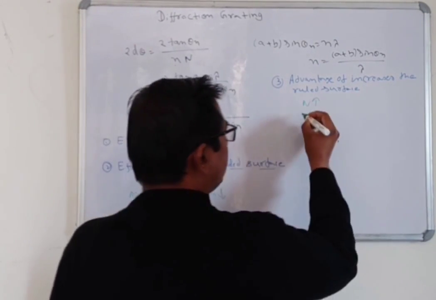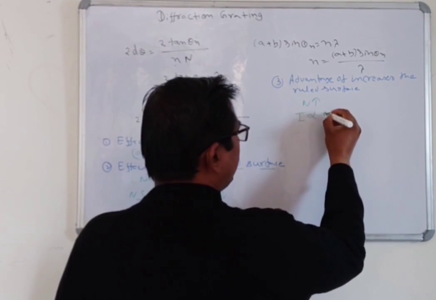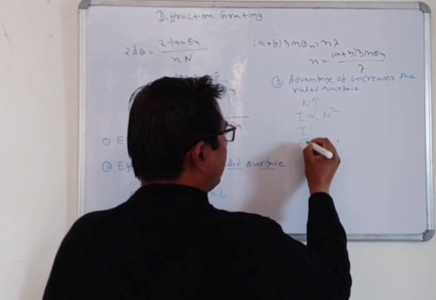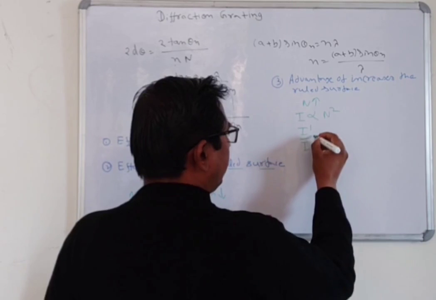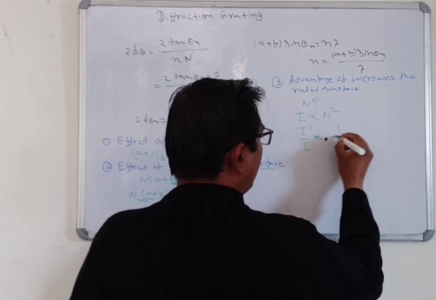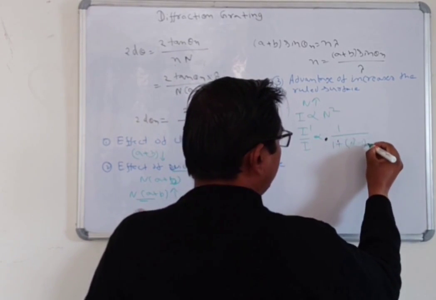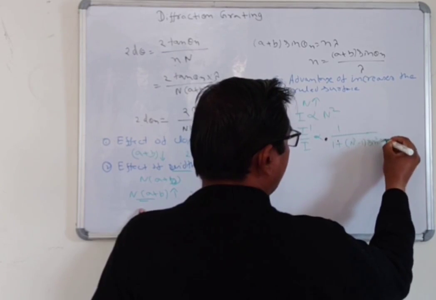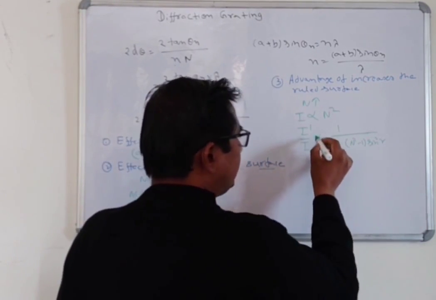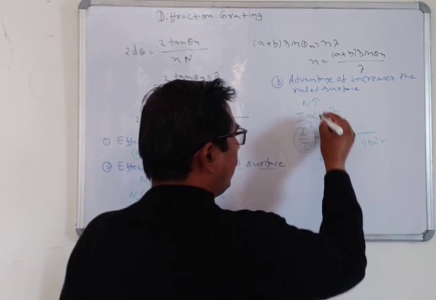All of you know that the intensity of the principal maxima is proportional to N square, and the ratio of the secondary maxima to the principal maxima is proportional to 1 upon 1 + (N² − 1) sin² γ. Now here you will see that this intensity ratio will decrease when N increases.